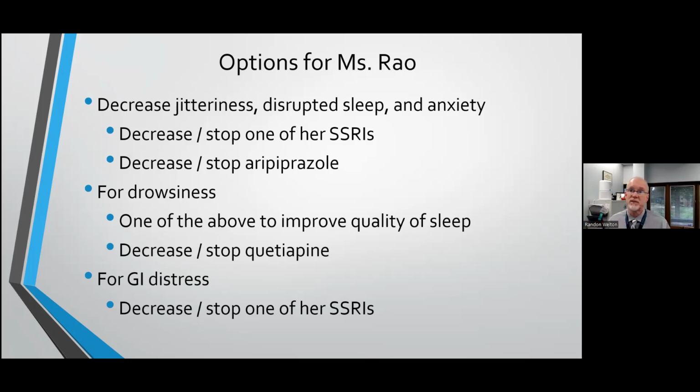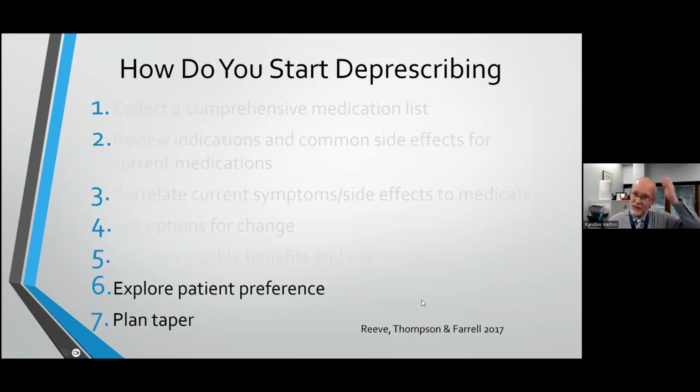So these are all possible. These all have risks to them. They're all associated with potential risks, and we need to discuss them with her. And then we get to Amelia's point directly, exploring the patient's preference. Of those things that I've described, of those things that are possible, do any sound terrifying? Because we want to stay away from those. Or do any of those sound really inviting or really encouraging or something you might want to do? And then once you come up with that, you start to plan the taper.